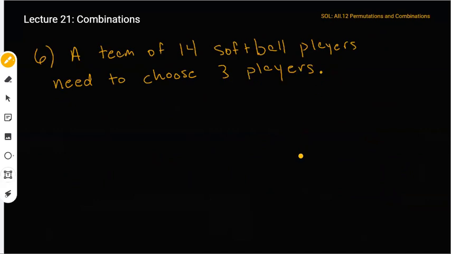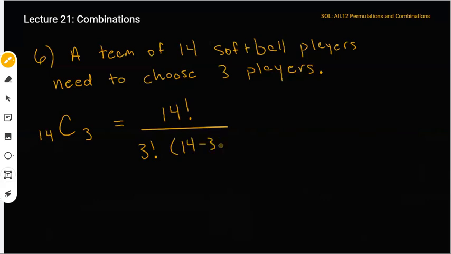So what's my total number of objects going to be for this? It's going to be 14. What's my choosing number going to be? That's going to be 3. So now I've got 14 choose 3. Okay, so now I'm going to plug both of those numbers into the combination formula. I'm going to get 14 factorial at the top and 3 factorial at the bottom, and then 14 minus 3 factorial.